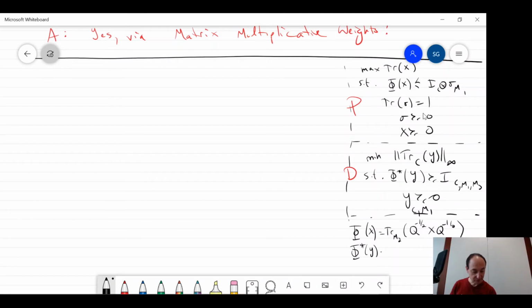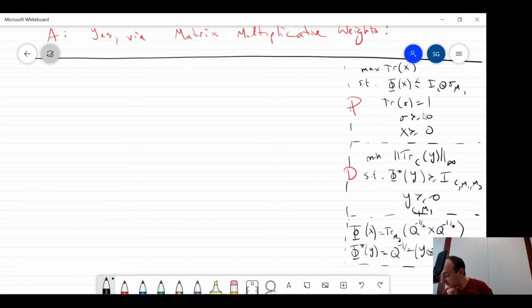And phi star of y, the dual, was similar, not quite the same, right? The dimensions have to line up. We're going in the opposite direction now: y tensor identity on the second message space. Okay, so these were the other definitions we'll need. Good.